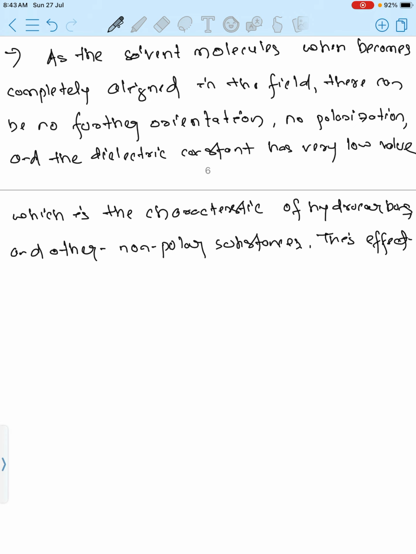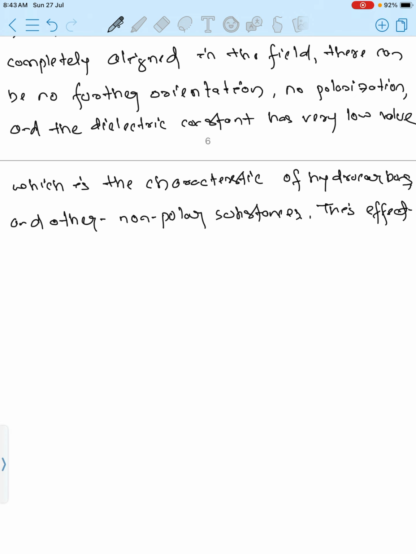In very short we will see how this is happening. This effect, where the dielectric constant value of the solvent molecules decreases to a very low value and there is no further variation, is called dielectric saturation. It is a very important term, dielectric saturation.